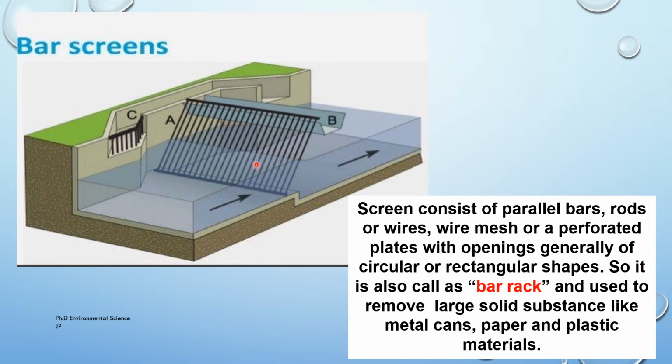As wastewater flows through the bar screen, the openings in the bars allow liquid to pass through while trapping the larger solid materials. These can include items like metal cans, paper, plastic materials, and other debris that could potentially clog or damage downstream equipment. The bar screen is positioned at the beginning of the wastewater treatment process, often as the first line of defense against the large debris. The bars or mesh are spaced closely enough to capture the larger solids but allow smaller particles and liquid to pass through it.